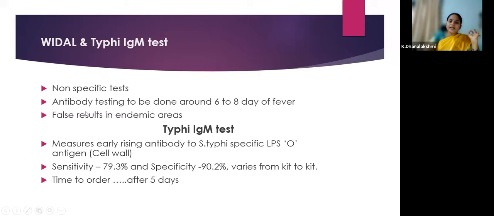So Vidal should be ordered after the first week. So usually after 10 days only we'll order. Antibody testing should be done only after 6 to 8 days of fever. False positive results in endemic areas are the main drawback of Vidal.